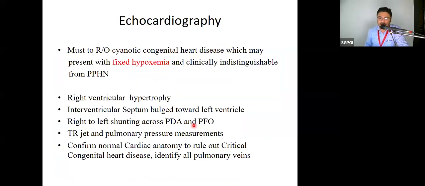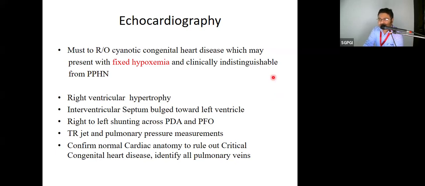So echocardiography. As far as neonates are concerned, echocardiography is the gold standard for diagnosis of PPHN, as compared to adults, where the gold standard is cardiac catheterization, because it is technically challenging to put a catheter in a newborn. So echocardiography remains the gold standard. It is a must to rule out congenital heart disease, which may present with a fixed amount of hypoxemia.